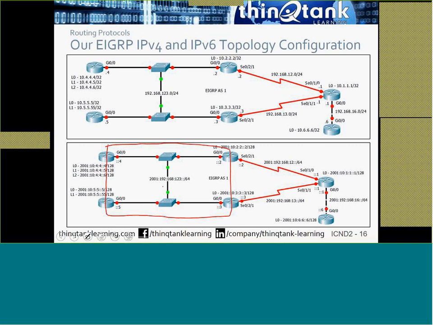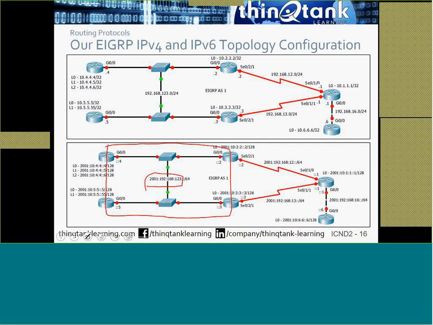2001, 192, 168, 123. Isn't that 64 bits? It looks like decimal. Don't let that confuse you. It's hexadecimal. All right? I made it match the IPv4 counterpart, but they're completely unrelated to each other.